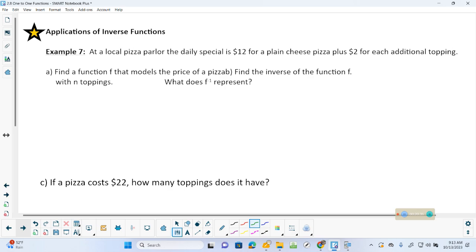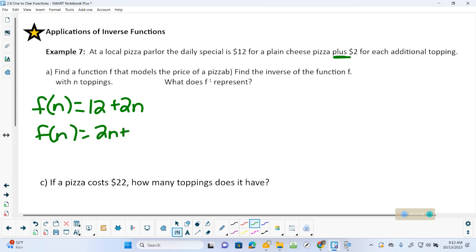Okay, so find a function f. They're using n for a variable that models it. Well, piece of cake, your plain basic $12 for the cheese. And I'm going to add $2 for each topping. Now, personally, I don't care if you leave it, that just bothers me. I like the variable first. That's how I roll. I'm going to make it 2n plus 12.